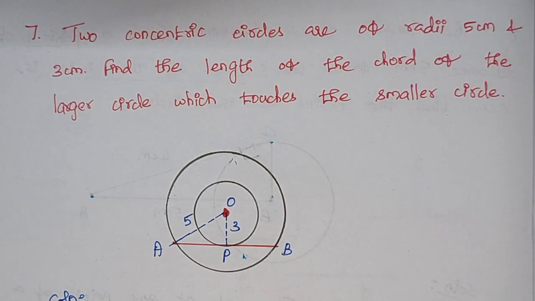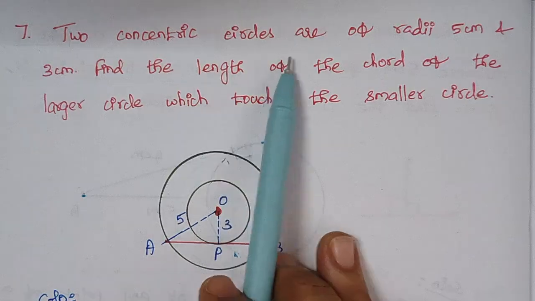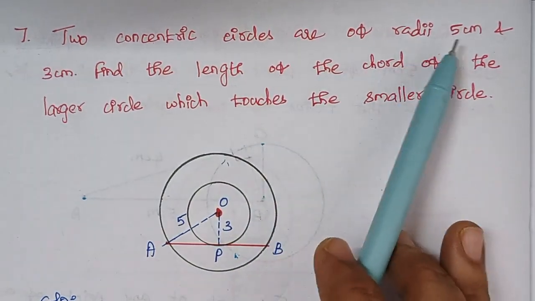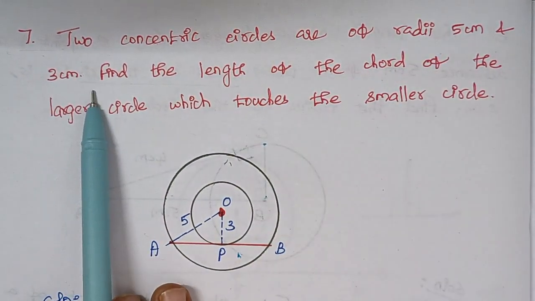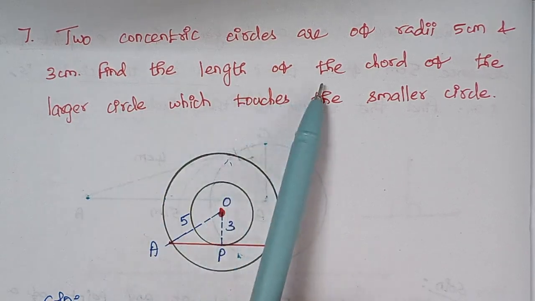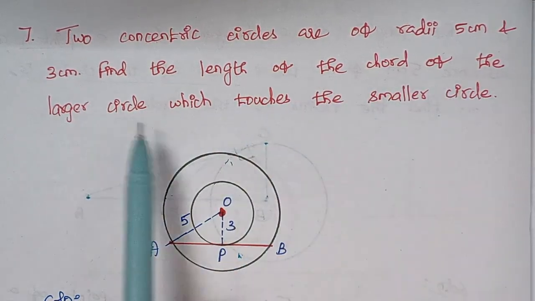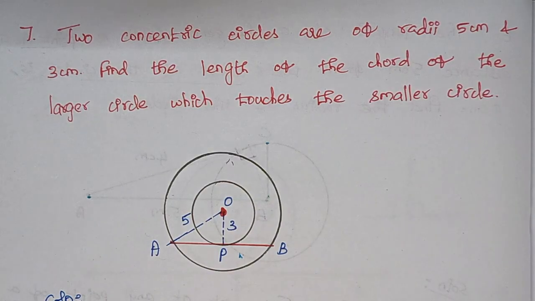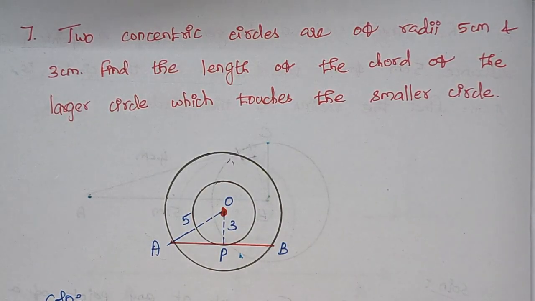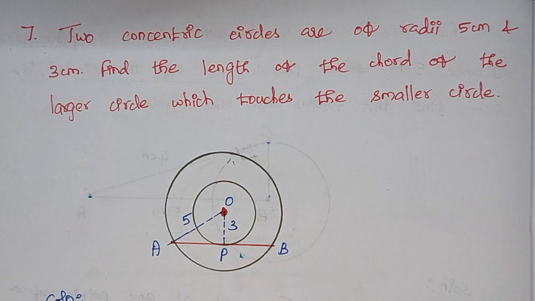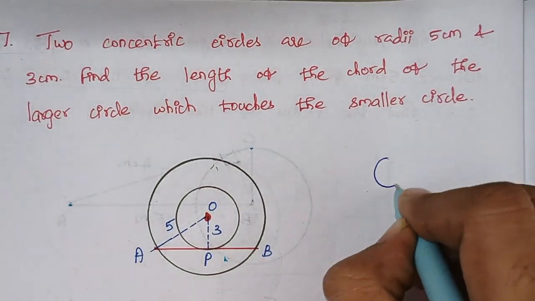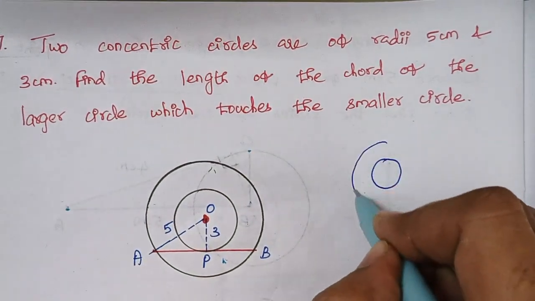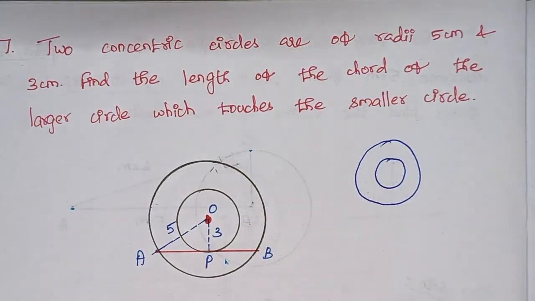So problem number 7. Two concentric circles are of radii 5 cm and 3 cm. Find the length of the chord of the larger circle which touches the smaller circle. So here we are having two concentric circles. What do you mean by two concentric circles? Circles having the same center but with a different radius.